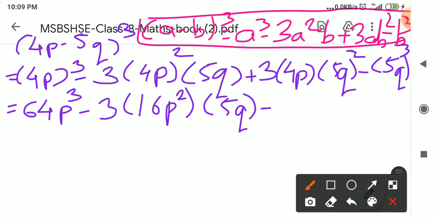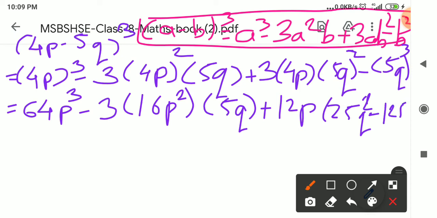So 3 into 4 is 12p plus 12p, and 5 square is 25q square, and 5 cube is 5 5s are 25, and 25 5s are 125q cube. Okay, so in this way, the second step.